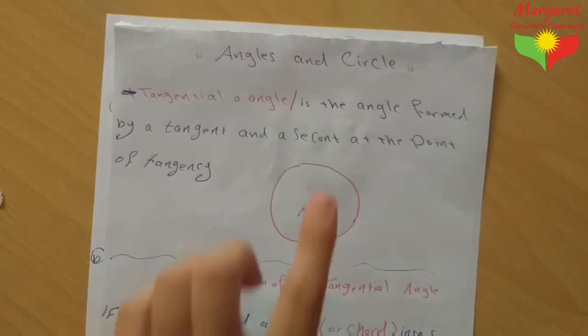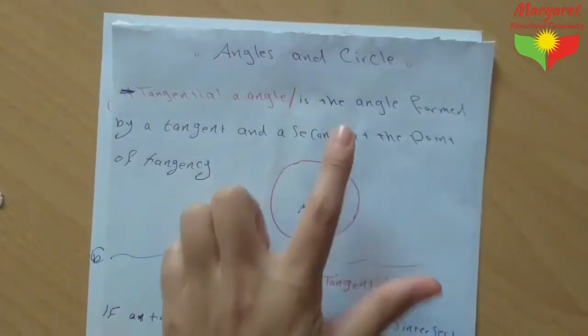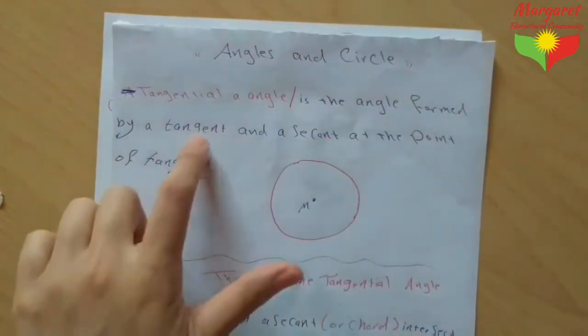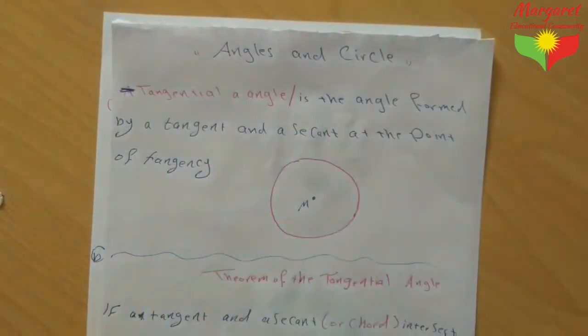Now let's start from the definition. It is the angle formed by a tangent and a secant at the point of tangency.